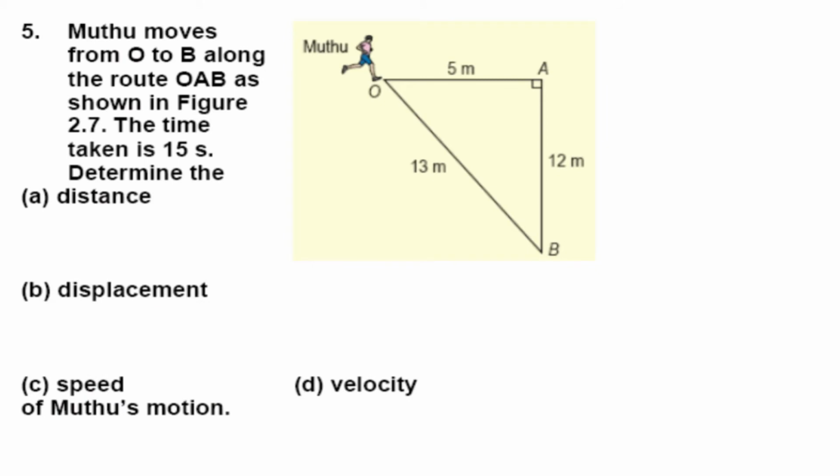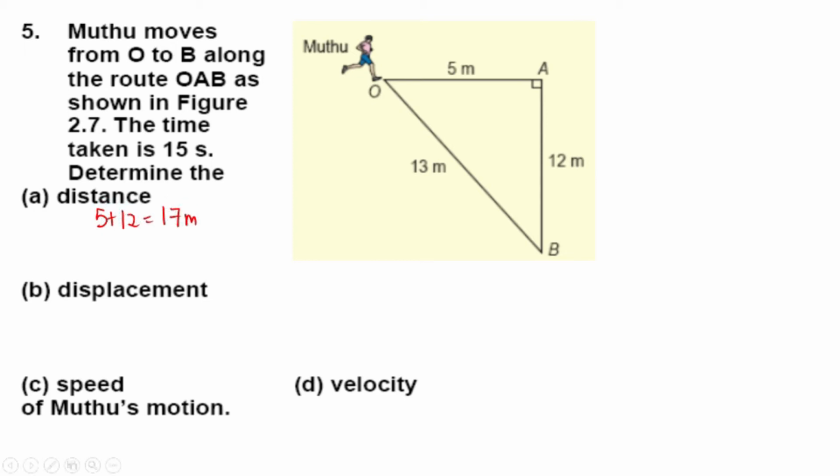Alright, number 5. Muthu moved from O to B along the route OAB as shown in figure 2.7. The time taken is 50 seconds. Determine the distance. So the distance from O to B should be 5 plus 12, so you get 70 meters.